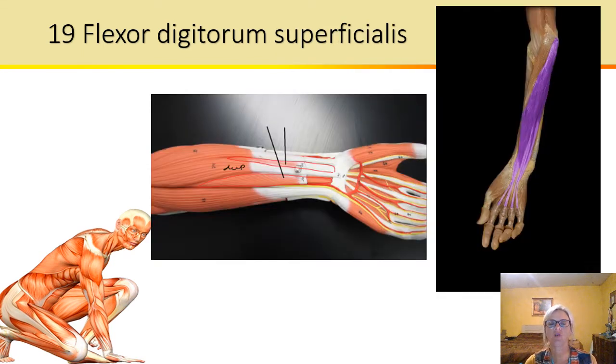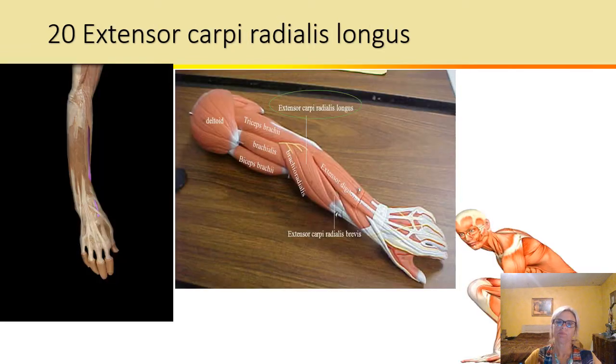Flexor digitorum superficialis, all right? So we know this must flex, and it has to do with the digits or the fingers. Well, what does superficial mean? Superficial means more near the surface, okay? So this is more near the surface. So superficial finger bender, all right, and it flexes more of those joints.